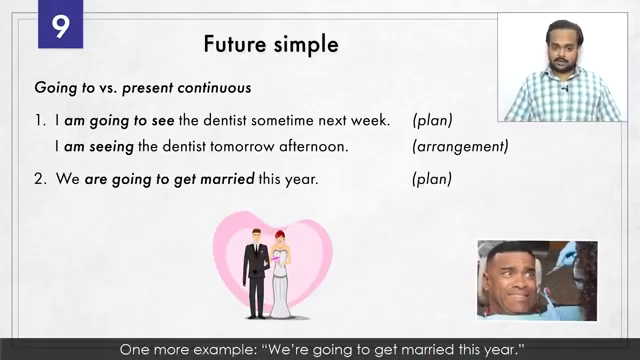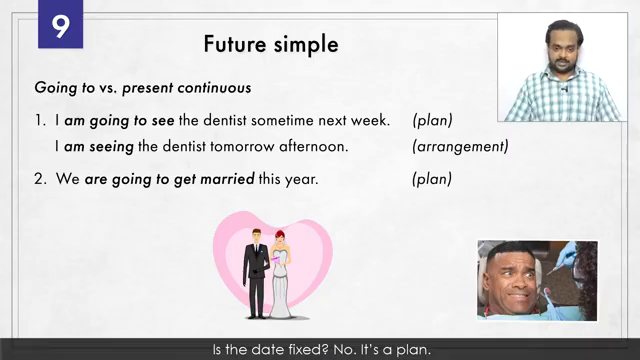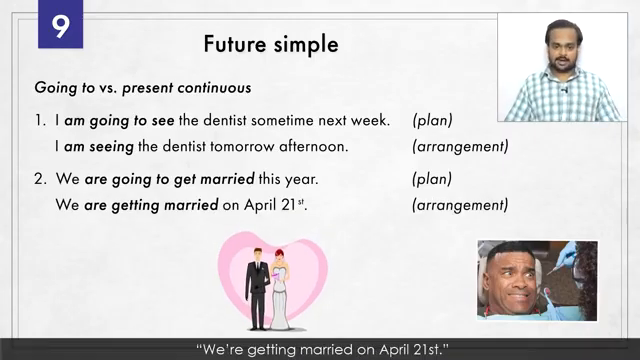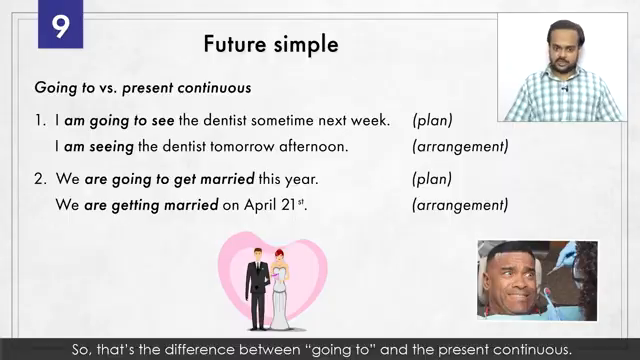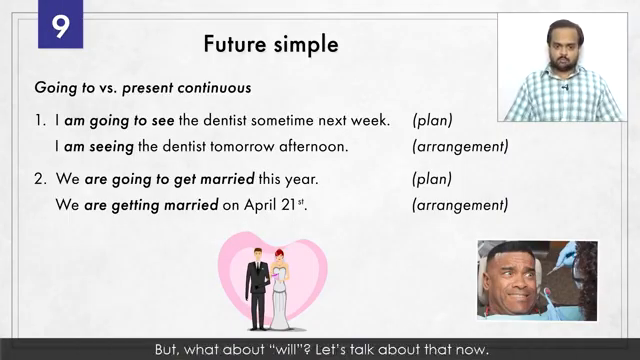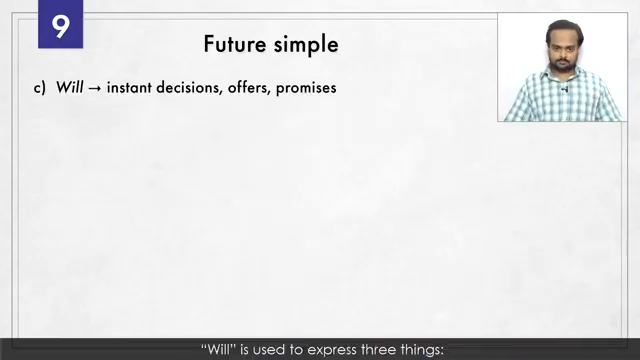One more example. We're going to get married this year. Is the date fixed? No, it's a plan. We're getting married on April 21st. Is the date fixed? Yes, this is an arrangement. So that's the difference between going to and the present continuous. But what about will? Well, let's talk about that now.